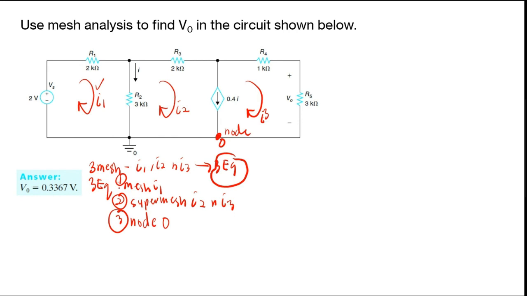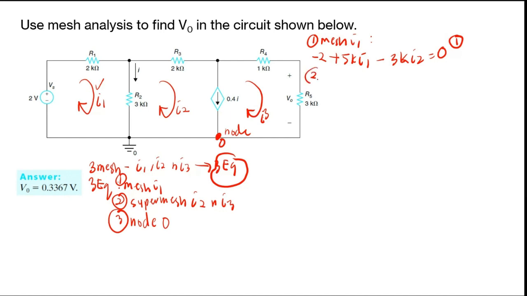Okay. So let's do the first equation where we have the mesh I1. The equation from the mesh I1. Okay, what is the equation? Okay, let's start with -2 plus 5k I1 minus 3k I2 equal to 0. Is my equation correct? Okay, so this is your first equation.